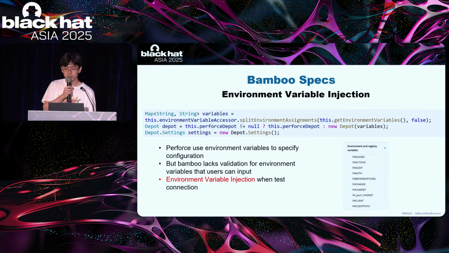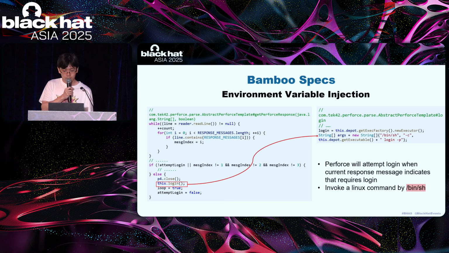This is quite understandable because Perforce itself, the client side, requires various environment variables for configuration. And so Bamboo lacks validation for environment variables that a user can input. So we are actually gaining an environment variable injection when using the test connection ability of the Perforce repository.